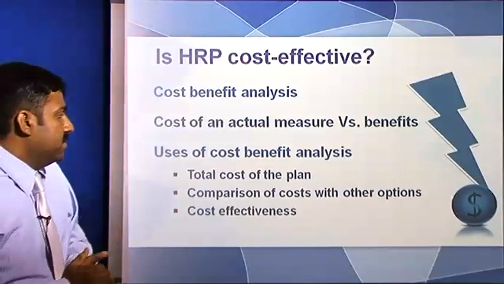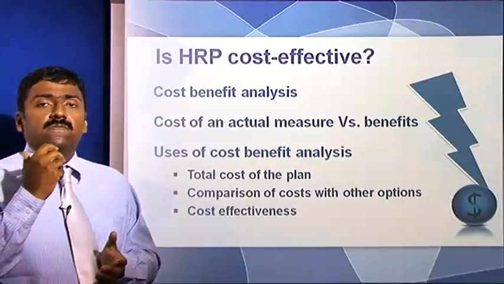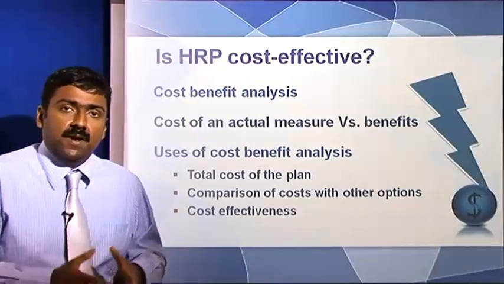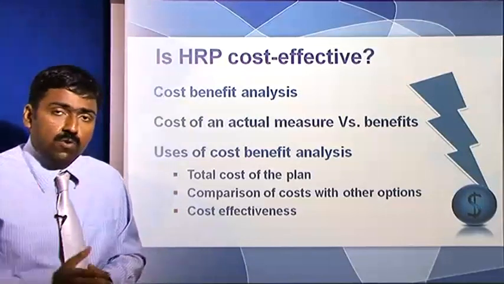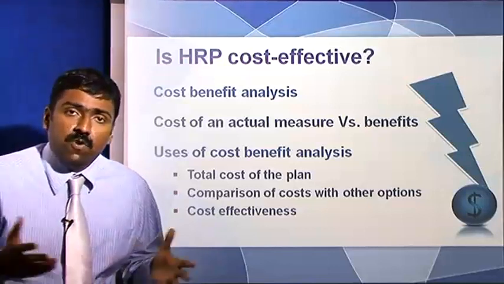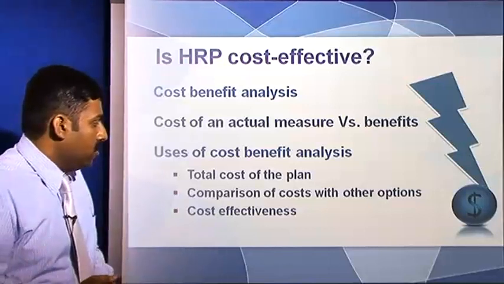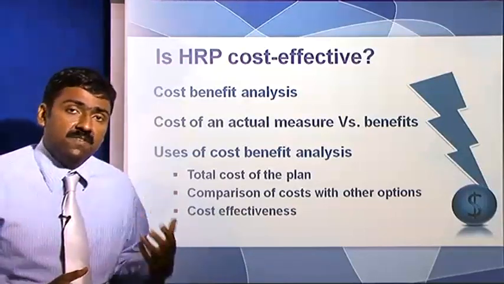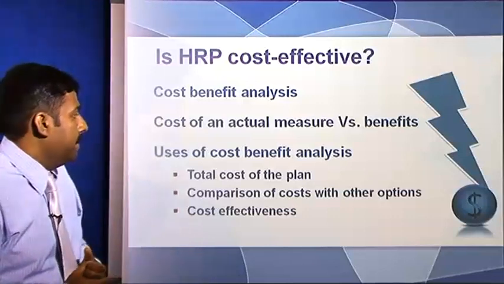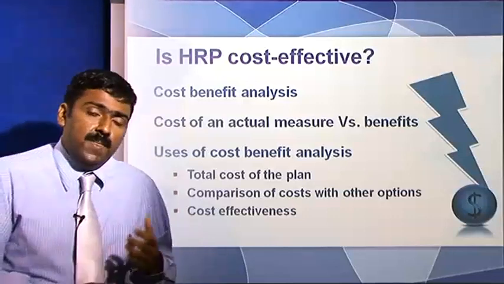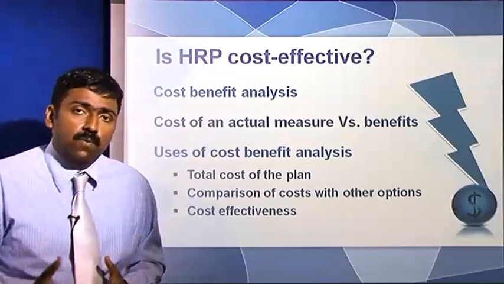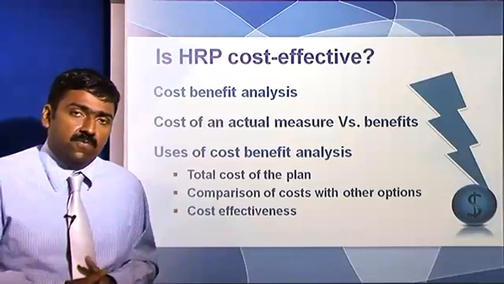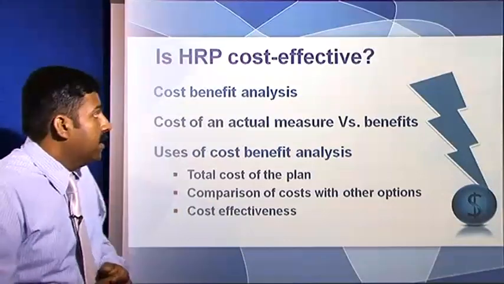Uses of cost benefit analysis. You will get to know the total cost of the plan. The top management will come to know the total financial outlay for this entire effort. Now, when you know the total cost, you can make comparisons and go for options. Comparison of cost with other options: whether you can go for outsourcing or do it in-house. These are the options available based on human resource planning. Cost effectiveness: whether this effort will give you the intended results with the least amount of cost involved. So the overall aspect of cost effectiveness is delivered through HR planning.